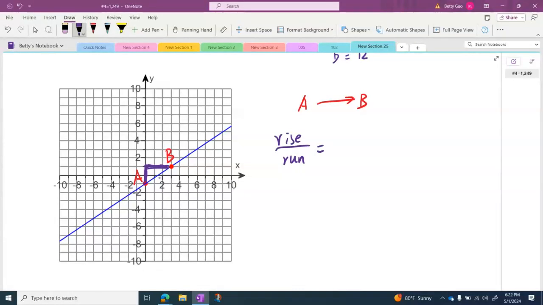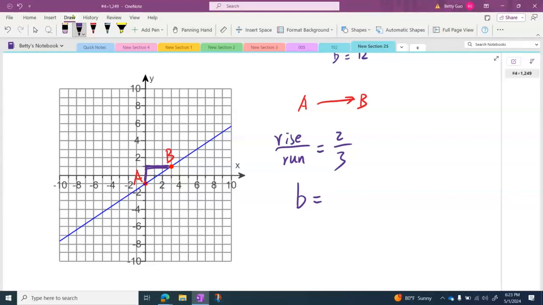So as you can see, from A to B, rise is 2 units. You also have to check the grid. One is 1 unit. It is 1 unit from 6 to 7 to 8 to 9, right? So as you can see, the rise is 2 units. The run is 1, 2, 3. So it's 3. So the slope is 2 over 3.